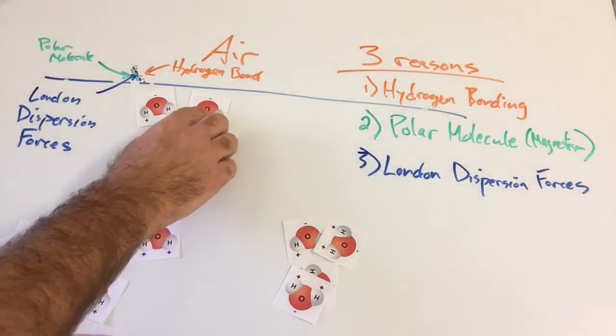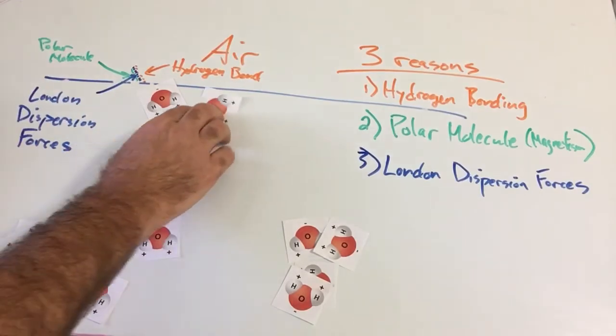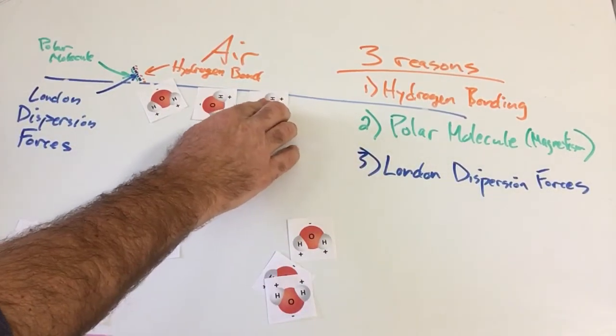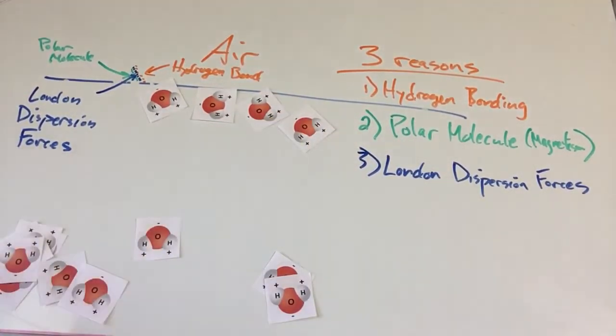But that's not true up here. Up here, this guy's kind of bonding this way, and that guy's probably bonding that way, and this guy might be bonding kind of this way, and this guy might be bonding a little bit that way. But here's the thing. They're not bonding up.